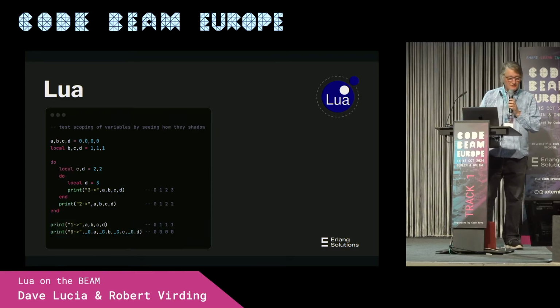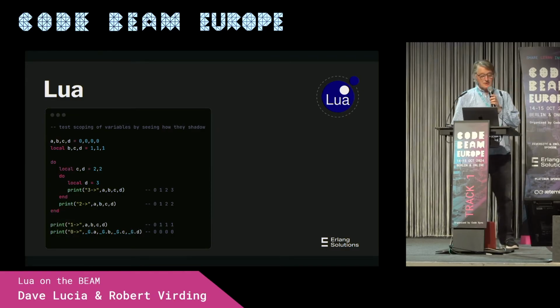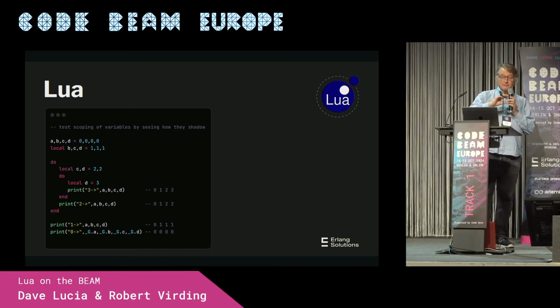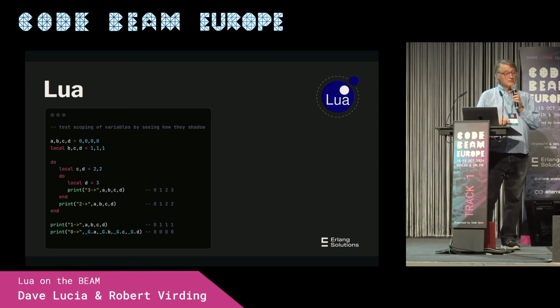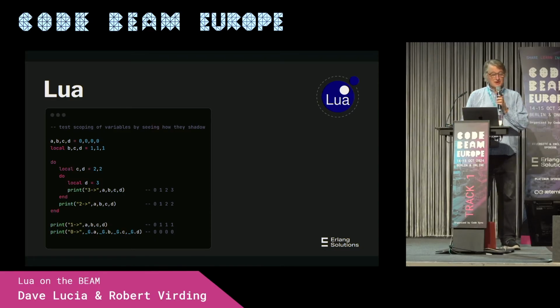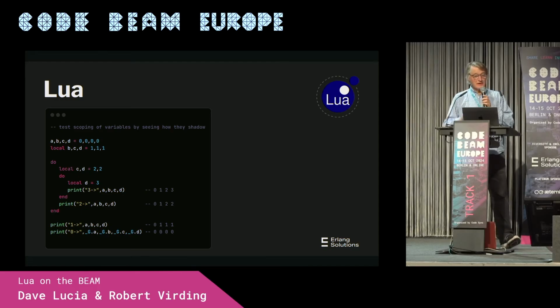So this is just a very simple little code example of the testing scoping of variables. So I define the variables A, B, C, D equals 0, 0, 0, 0. I can write it like this in Lua. And that makes 4 global variables A, B, C, D. And then in this little chunk of code here, I can make local variables B, C, D, which are 1, 1, 1. And they shadow the global variables. The global variables are still there, but they shadow it.